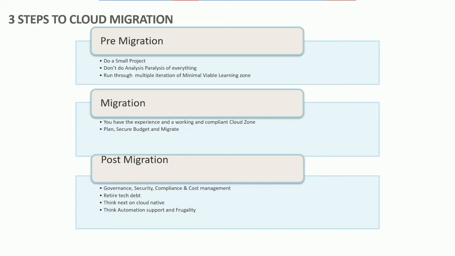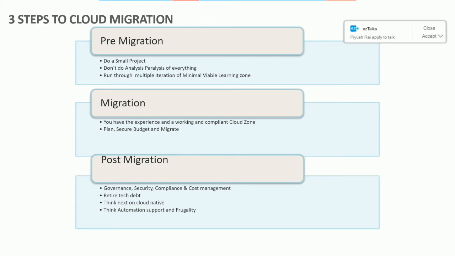There are 3 steps to cloud migration. First is pre-migration. So you do a small project. Don't do analysis paralysis of everything. You don't have to go through everything and do analysis paralysis of everything. Start with one. Run through multiple iterations of the minimal viable learning zone.